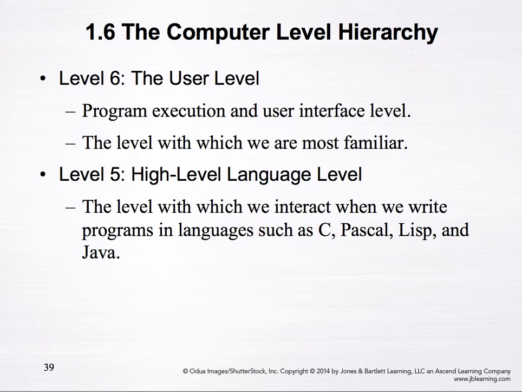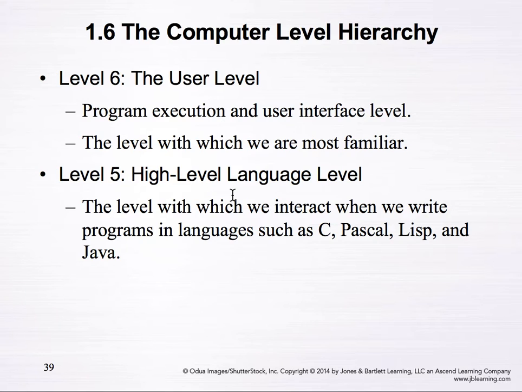So let's see level 6, which we call the user level. So we have the program execution and user interface level. It's the level we are most familiar with, where the user can open a program. The user can play music, listen to the radio, watch a video, and so on. So that's the software and user level.